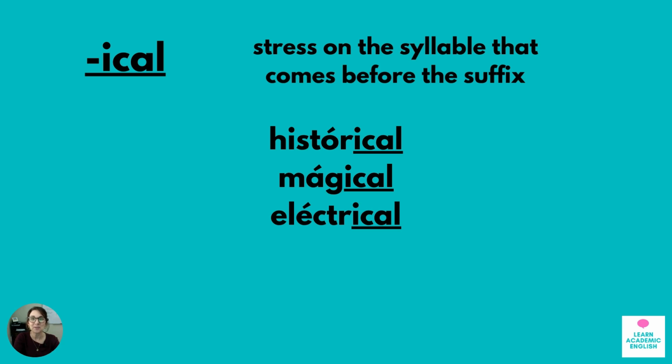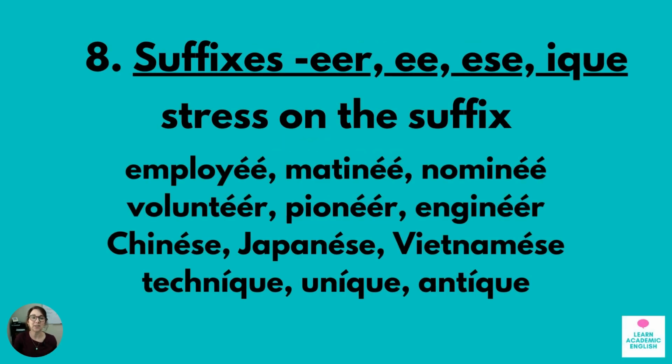This suffix also makes adjectives, and just like the others, we're going to find the suffix and we're going to put the stress on the syllable before. Historical. Magical. Electrical. So the last rule that we're going to look at is also about suffixes, but the rule is different. We're going to see the suffixes ear, ease, and eek. And these suffixes often are on words that originally came from French. The stress is going to be on the suffix. So in these words, you're going to put stress on the last syllable.